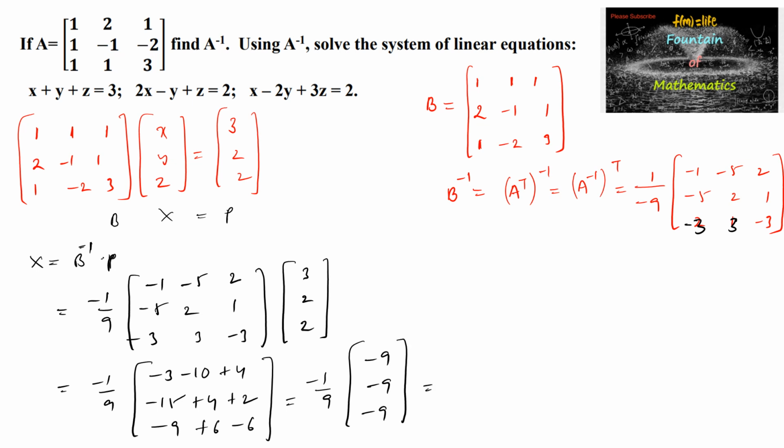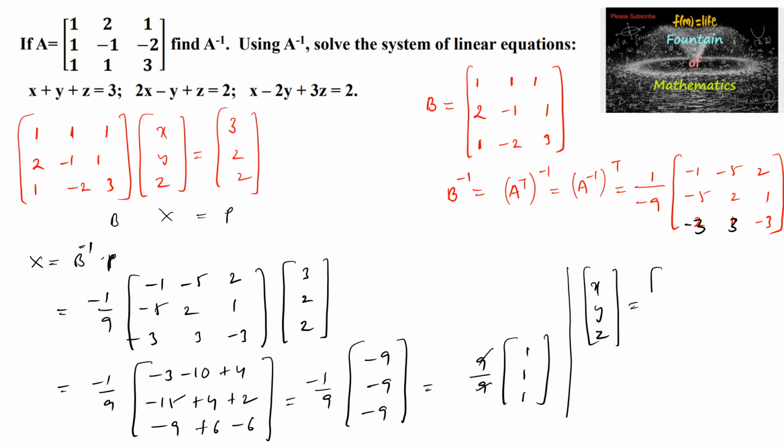On simplification, minus 9 is taken common, so 9 out of 9, 1 1 1. So we can consider the matrix X is equal to x y z. So the matrix x y z is equal to 1 1 1, which implies x is equal to 1, y is equal to 1, z is equal to 1.